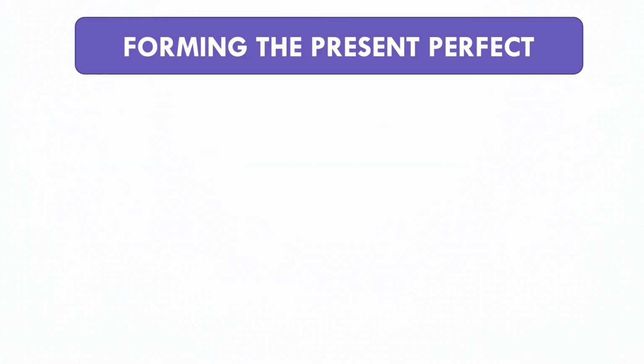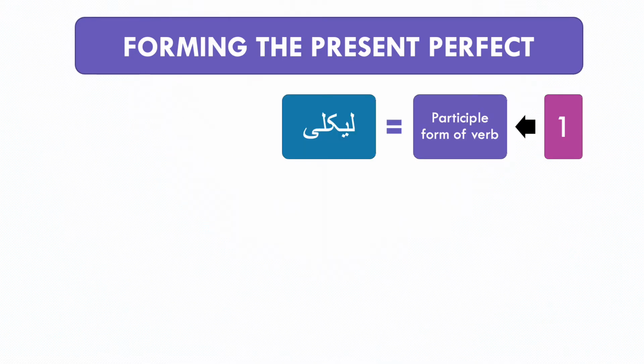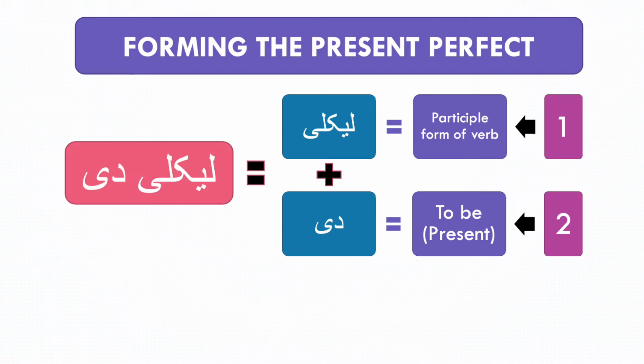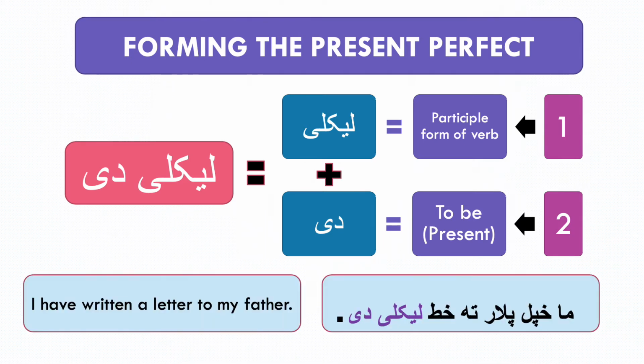Forming the present perfect. The present perfect of any verb is composed of two elements: the participle form of the verb, in this case likali, plus to be verbs, in this case they, which equals likali they. For example, ما خپل پلار ته خط لیکلی دی.